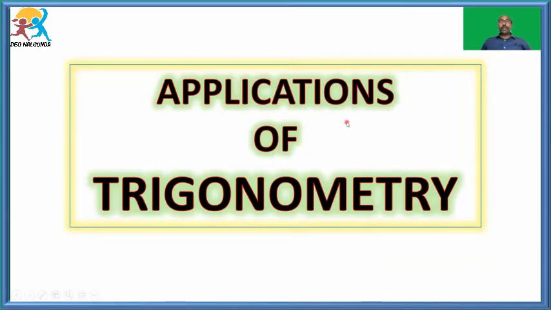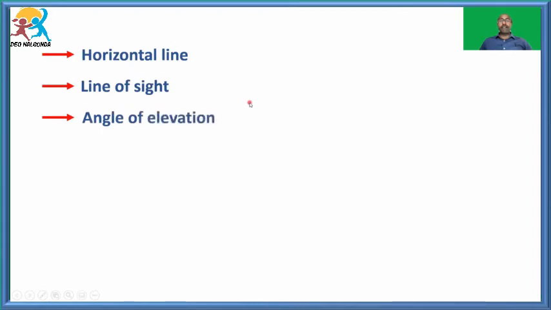So before going to this chapter, we have to be familiar with some important terms. The first one is horizontal line, line of sight, angle of elevation, and angle of depression. So first of all, what is horizontal line? We know the meaning of horizontal line, but how can we use it in this chapter?